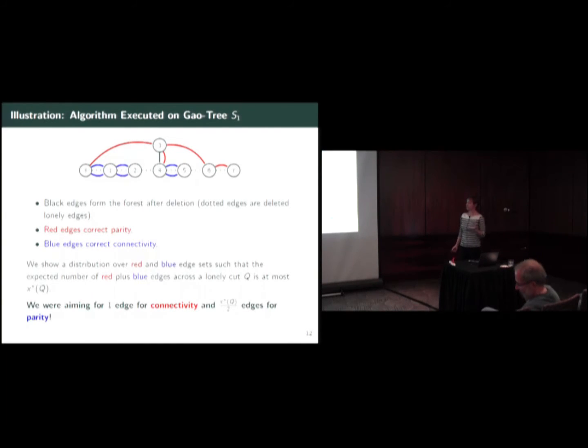Now, what were we aiming for again? We would like to get a 1.5 approximation, so that would be 1 edge for connectivity across the cut, and the LP value over 2 edges for parity. So we're actually doing better than what we were trying to achieve.